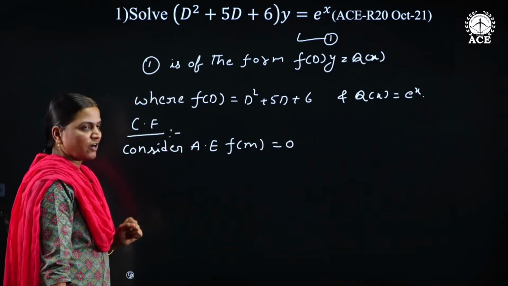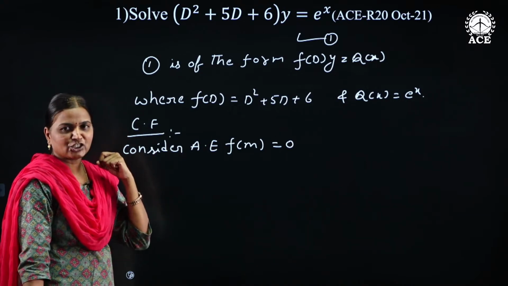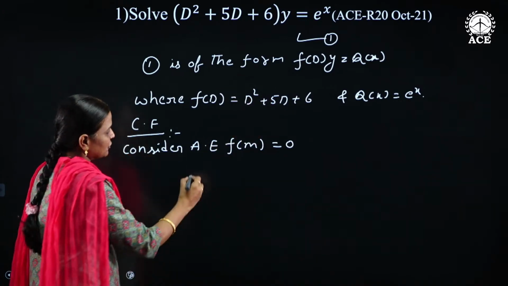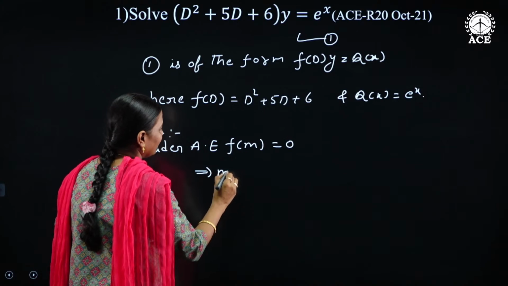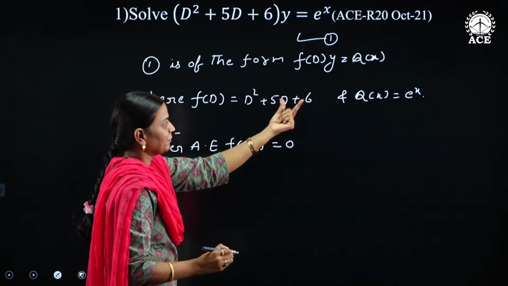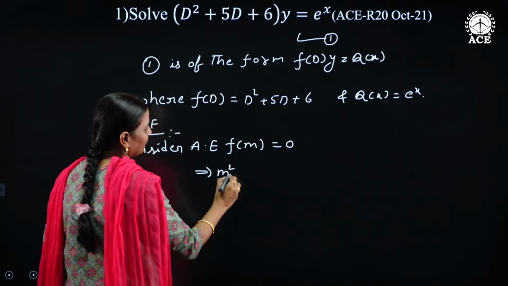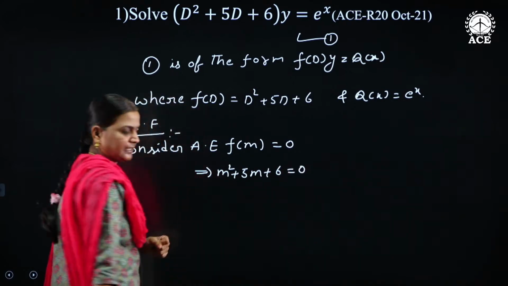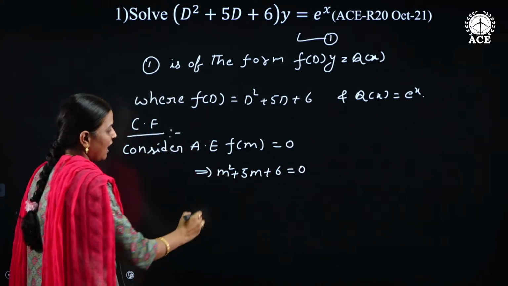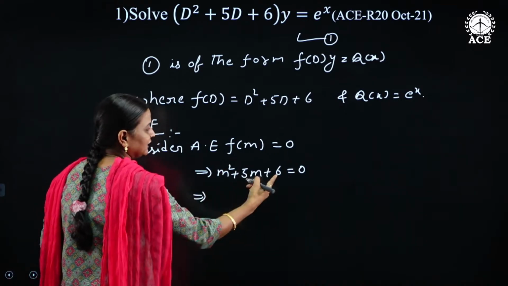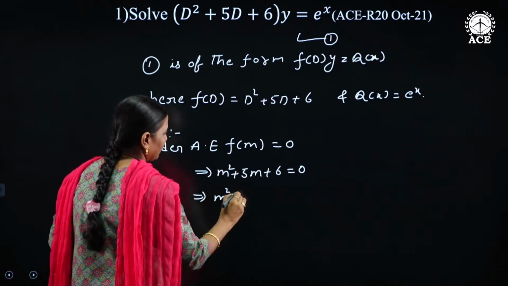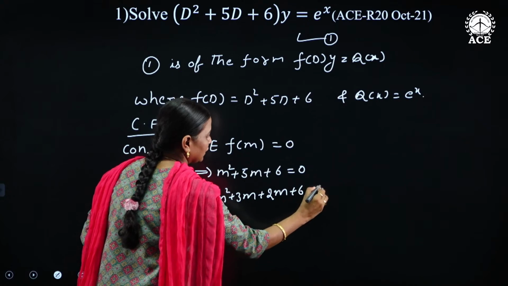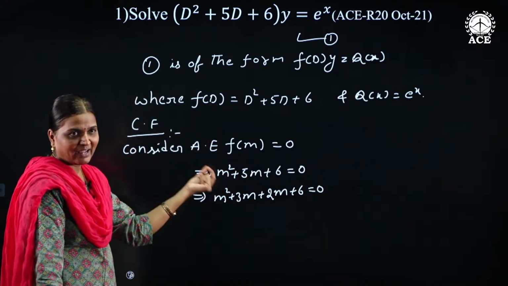How do we write this auxiliary equation? Replace D by m in F(D) and solve that algebraic equation. We already know F(D) is D² + 5D + 6, so F(m) is m² + 5m + 6 = 0. This is the auxiliary equation; find its roots. Splitting the middle term, m² + 3m + 2m + 6 = 0. Find the factors and from the factors write the roots.